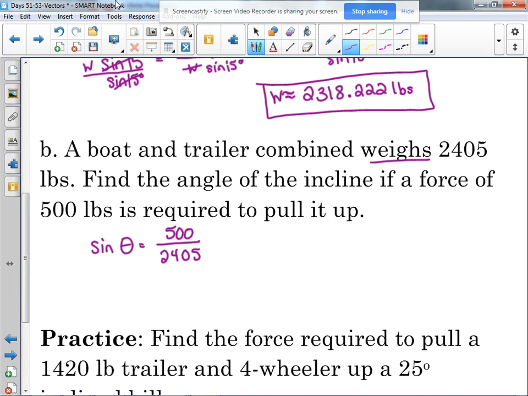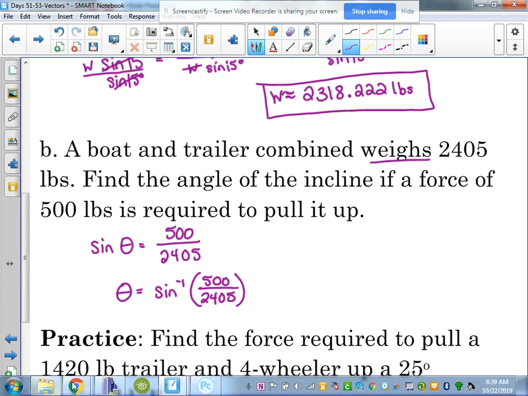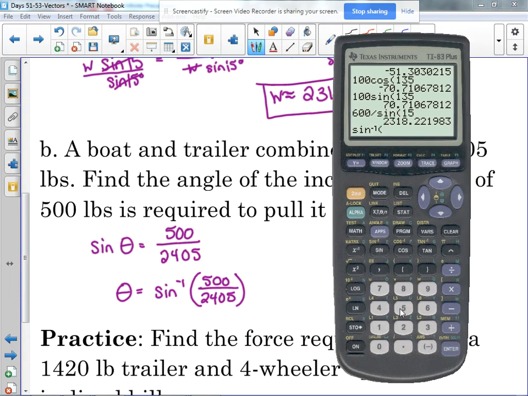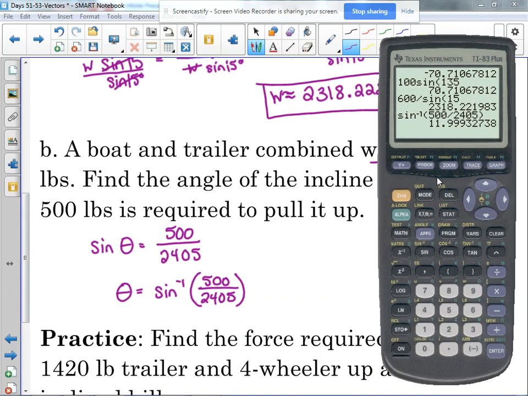What do we do when we need to find the angle? Inverse trig. So the inverse sine gives us an angle of, we'll just round that up to 12 degrees.